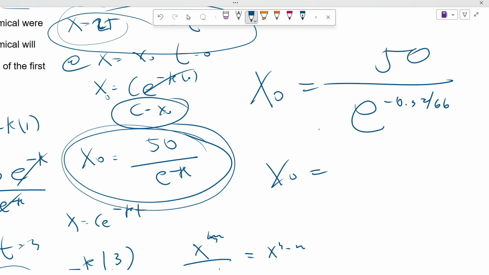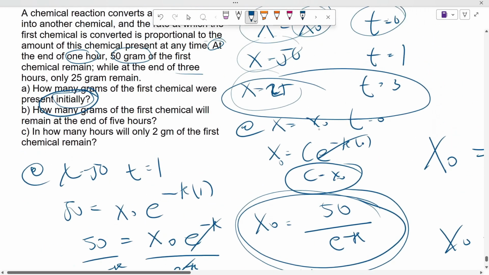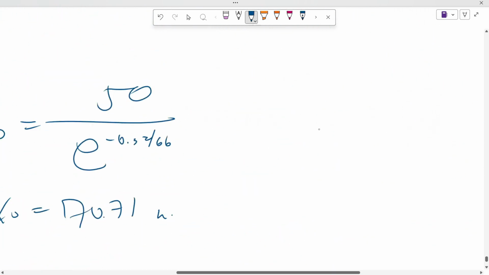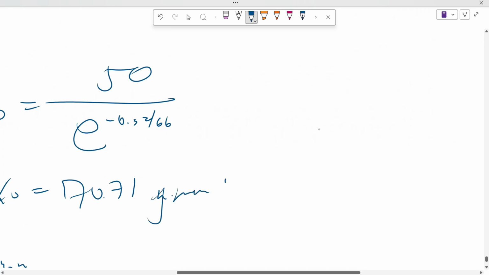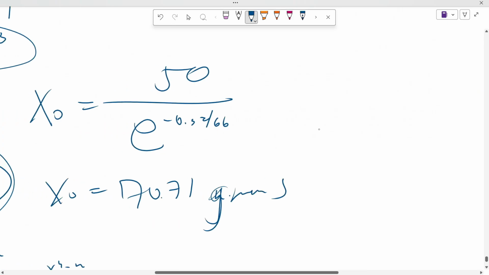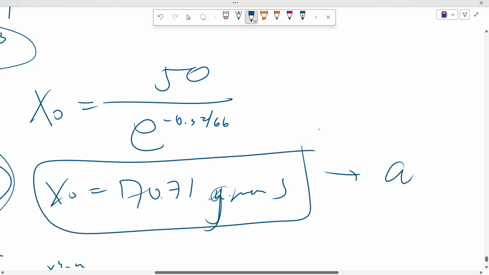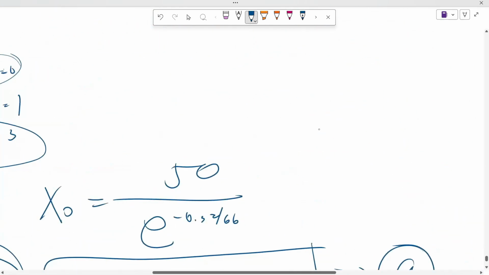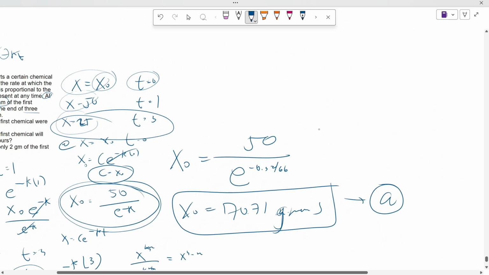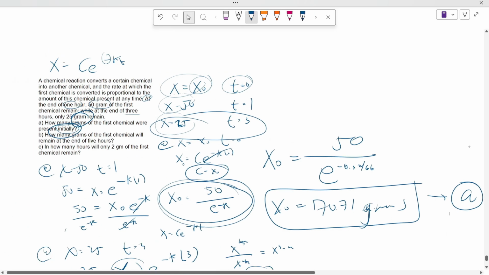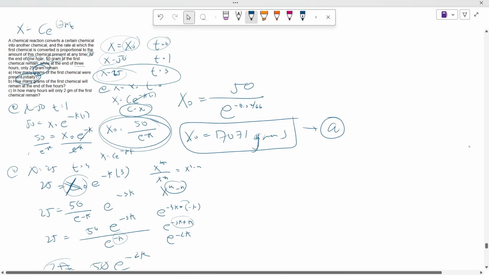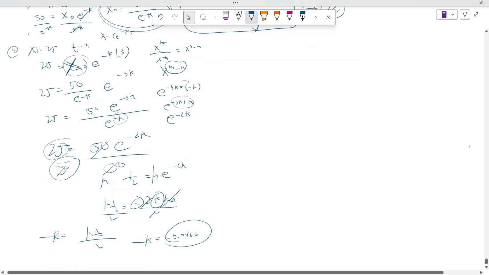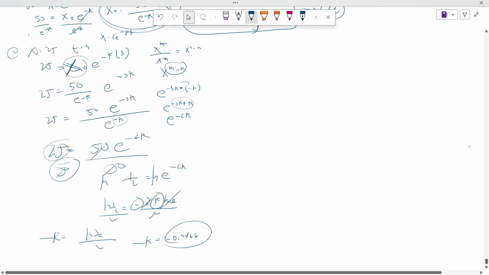50 over e raised to negative 0.3466. The answer here is 70.71. What are the units, guys? Grams. So, this is the answer for letter A. Medyo pangit lang ang sulat ko, but that's fine, guys. What's important is that you know how to solve.